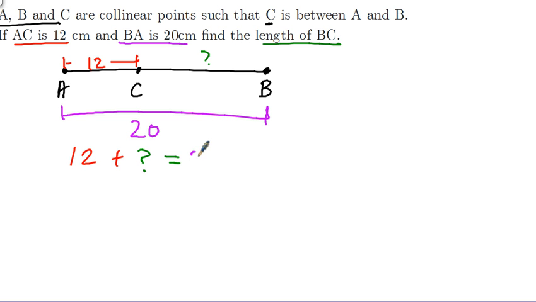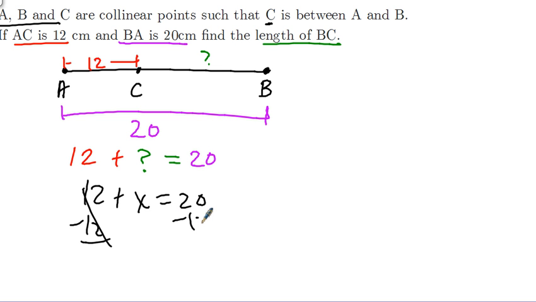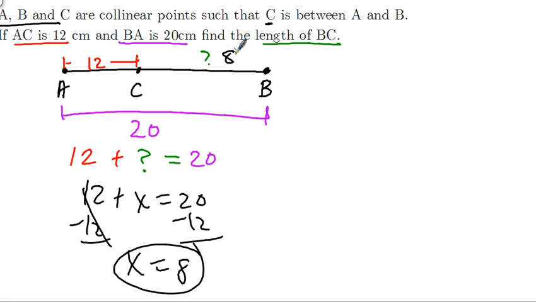That's the exact same postulate we saw a minute ago. Or to put it in algebraic terms, 12 plus unknown is equal to 20. Well, use the simple laws of algebra, and x is equal to 8. So our unknown length is 8. 12 and 8 makes 20. There you go. There's the segment addition postulate.